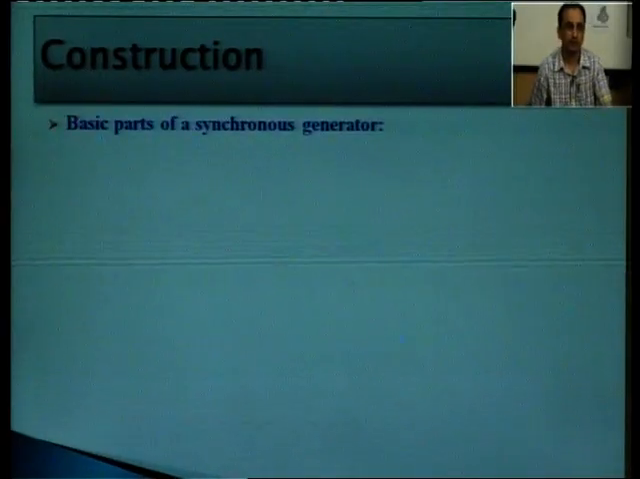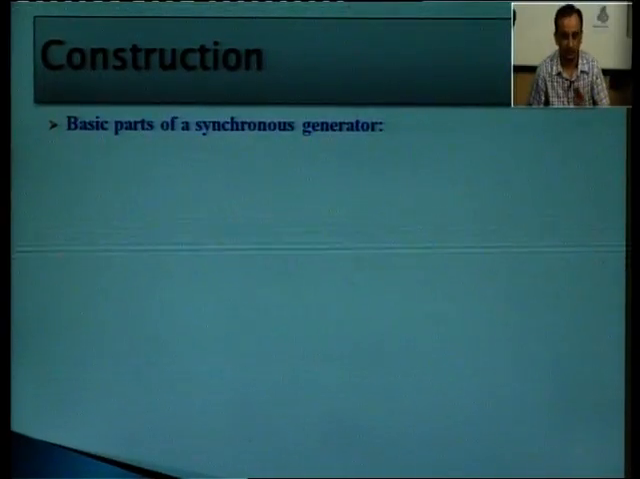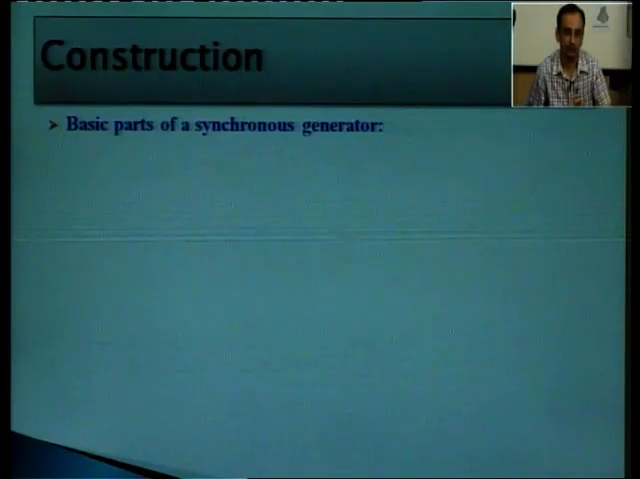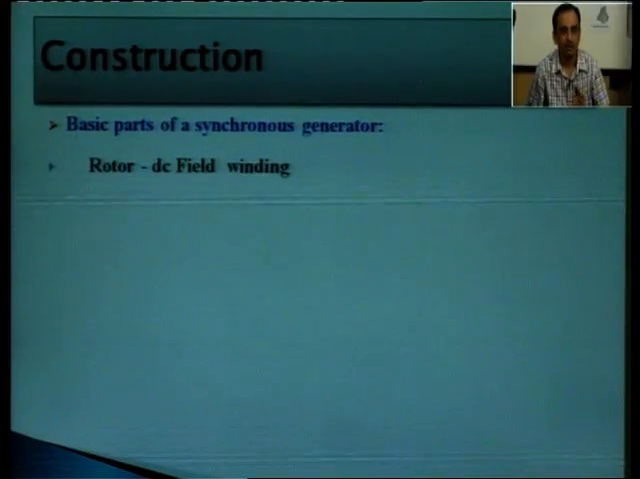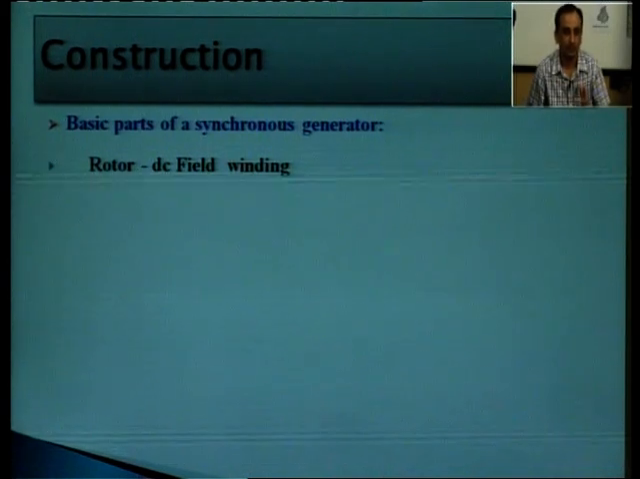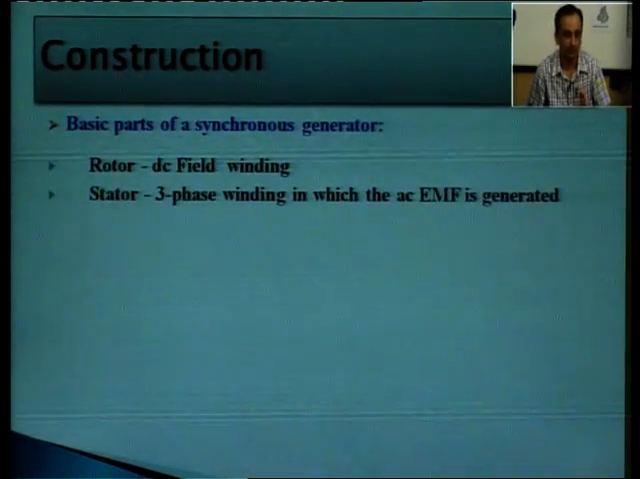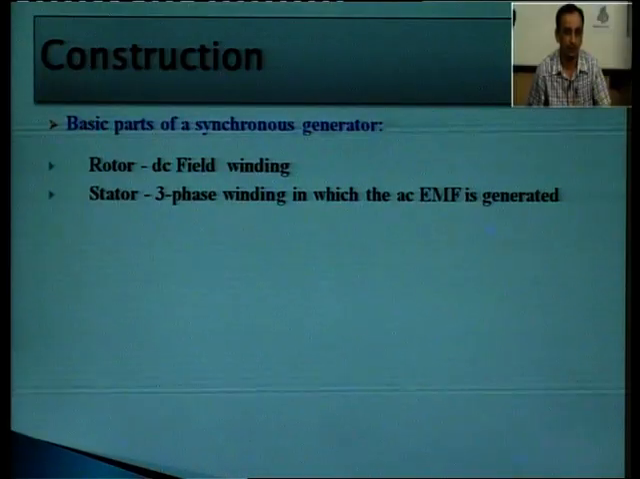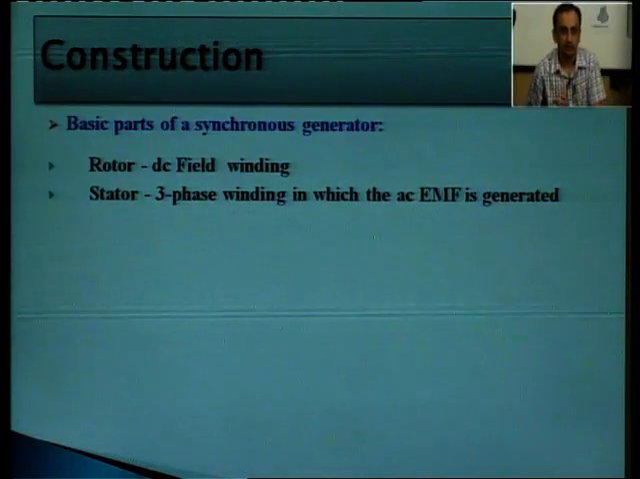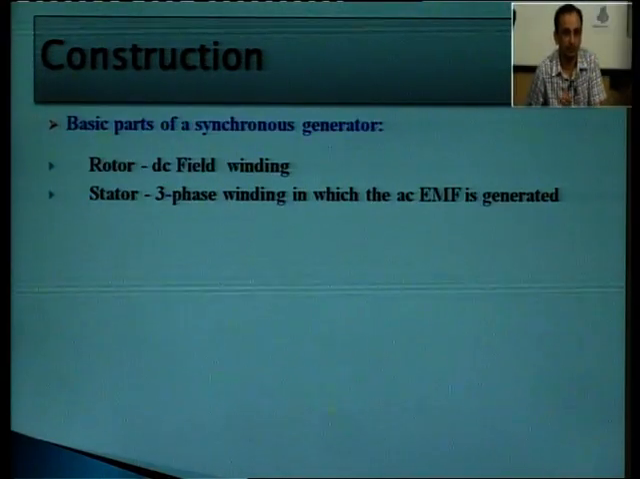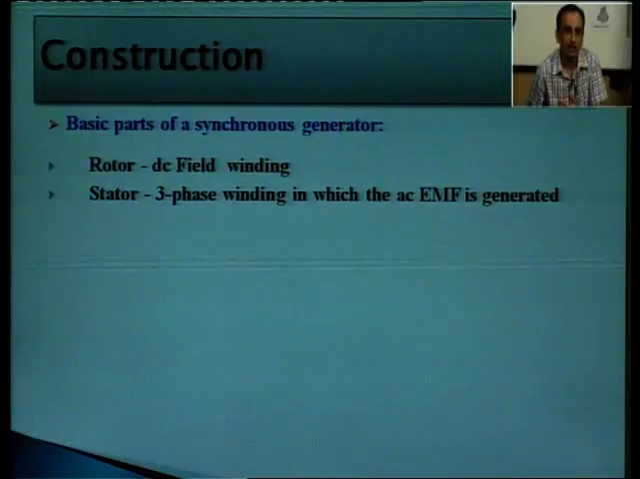Now, as far as the construction is concerned, it is very important to understand the construction of the machine. Here we are again limited to the synchronous generator. Every rotating machine has two parts. One is the stator and the second is the rotor. The stator is the stationary part of the machine, and the rotor is the rotating part of the machine. Generally, the stator carries the armature winding and the rotor carries the field winding.